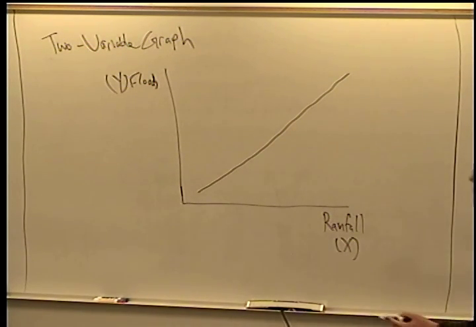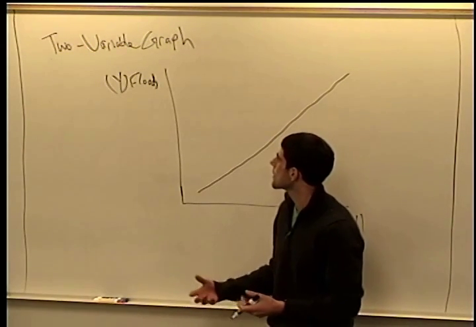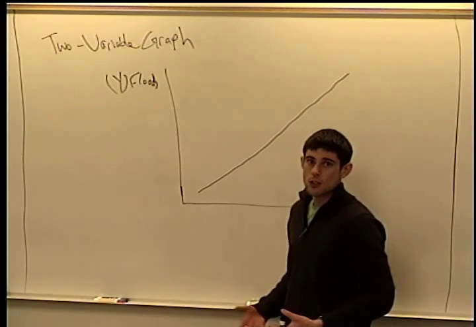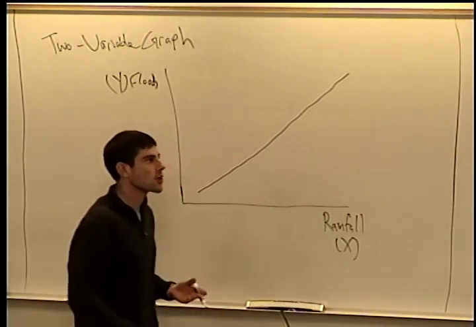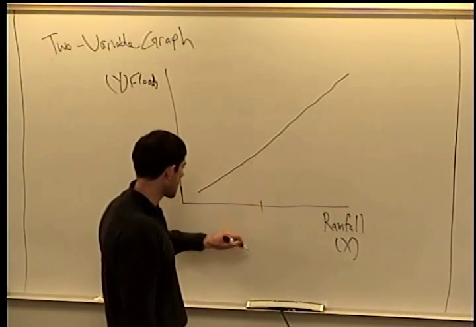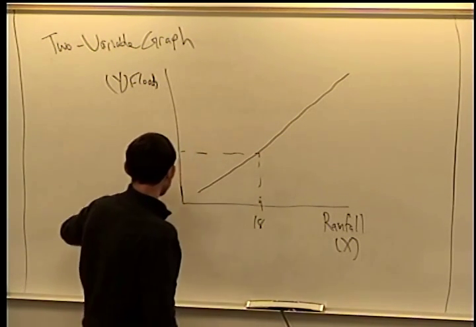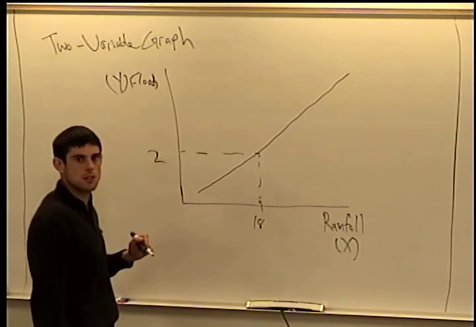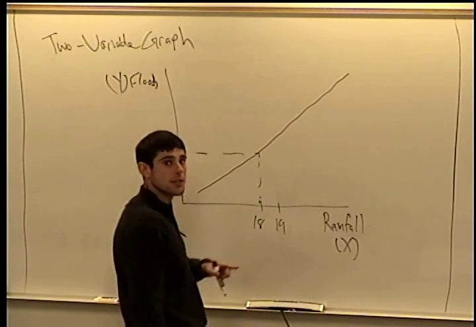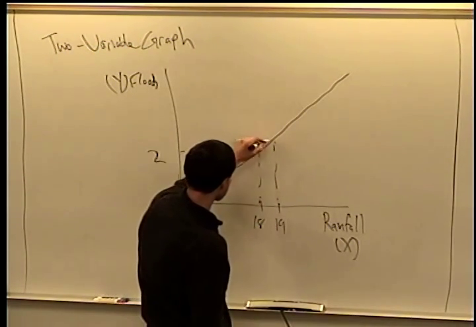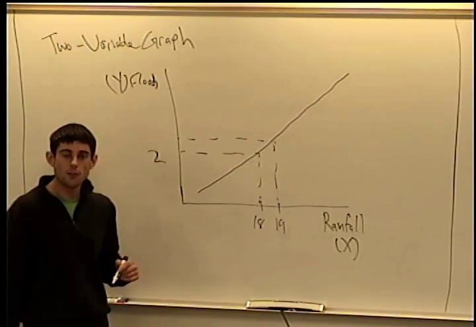The next thing that we might be concerned about is what's the expected additional number of floods for an additional inch of rainfall. Okay, so what we're thinking about is we're thinking at the margin, and we want to know if we have 18 inches of rain, and we say that 18 inches of rain would cause maybe 2 floods. What happens if we got an additional inch of rain after 18 and we go up to 19?